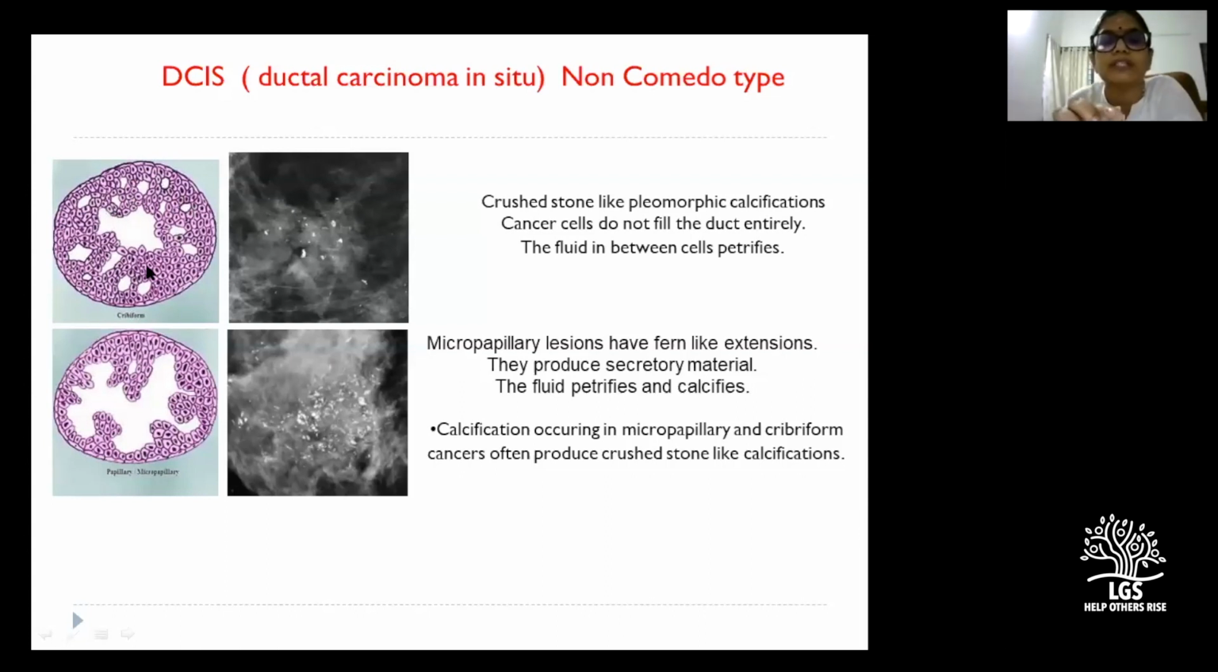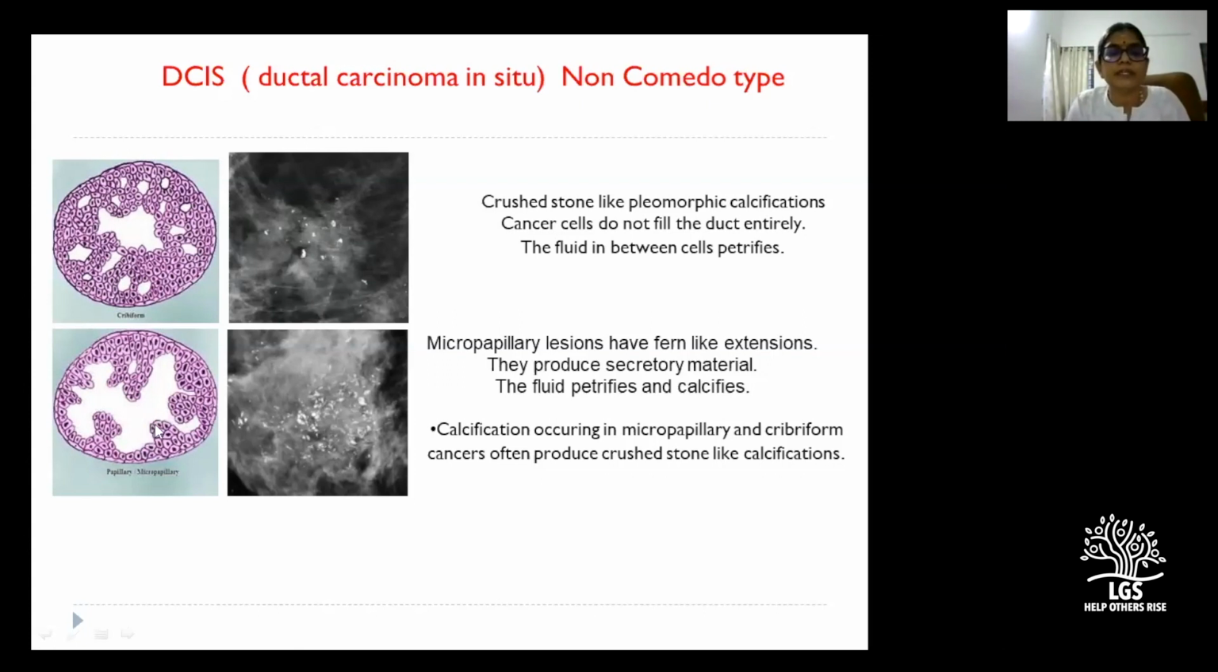Benign calcifications will have smooth edges. Here they're all jagged. Each one is of varying size, and they're all irregular forms. Imagine somebody crushing stones, and you look at the remnants: they all don't have one shape, one form. They all have different shapes. So this is what is called crushed stone-like calcifications.